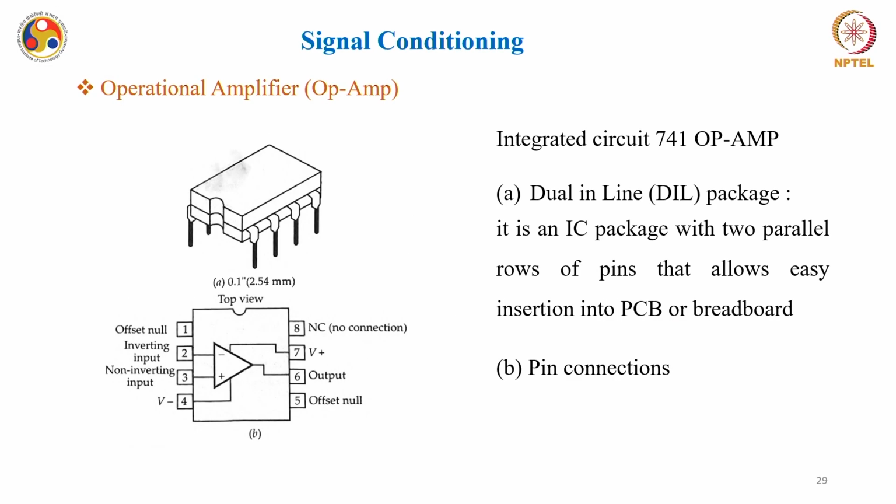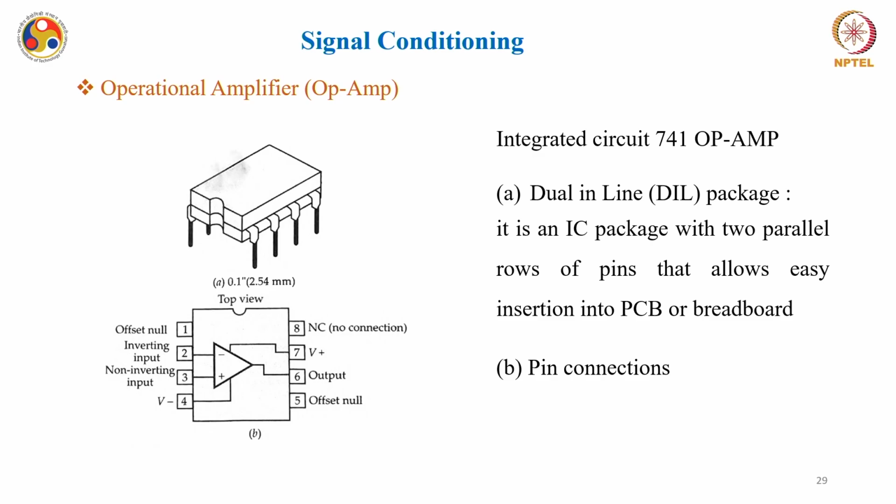Usually they are available in the form of an IC, and mostly it is the IC called 741 op amp, which is available from several companies. Mostly you will find it in the form of a DIL package, which is a dual inline package.